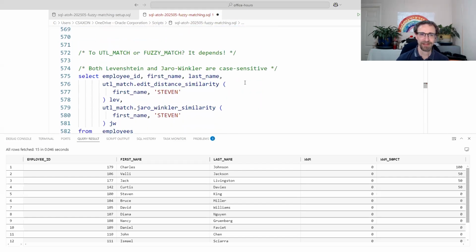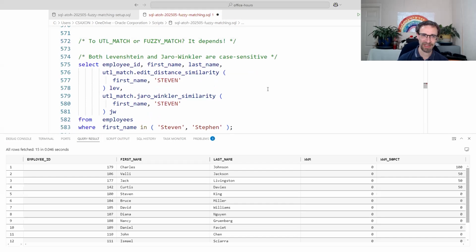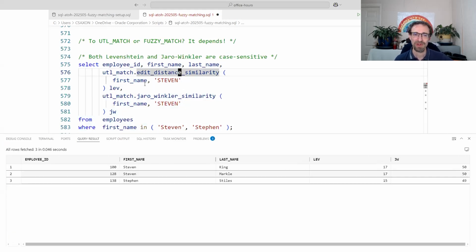Okay. So at this point, we've got UTL match and fuzzy match. You're like, well, which should we use? Why should I use one or the other? They both give the same results. However, there are some considerations. One is that these algorithms are case sensitive. They are literally just matching character by character. So if one of the strings is in uppercase and the other's in lowercase, it's going to say they're different. So we can see we get quite a low match here because they're only actually matching the S at the start.